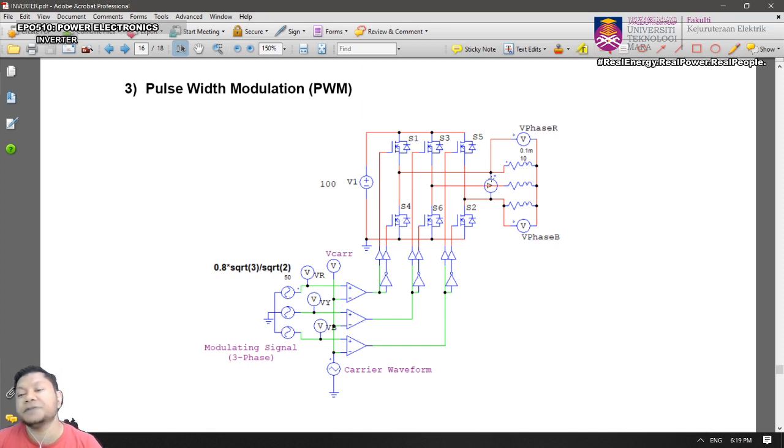Okay, for the yellow phase, the output of that will be connected to the top switch, and the inverted version of the pulse will be connected to the bottom switch of the leg. So this will become V red, V yellow, and V blue, red, yellow, blue. So that will be the output.